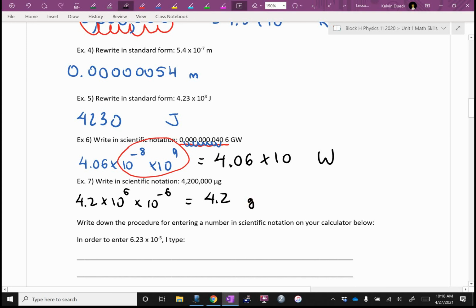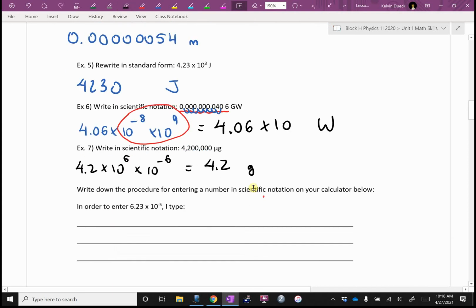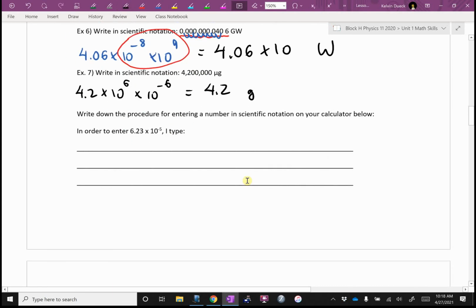So now get out your calculator. Okay. I'm going to bump up the lights in case you have solar. Need it?